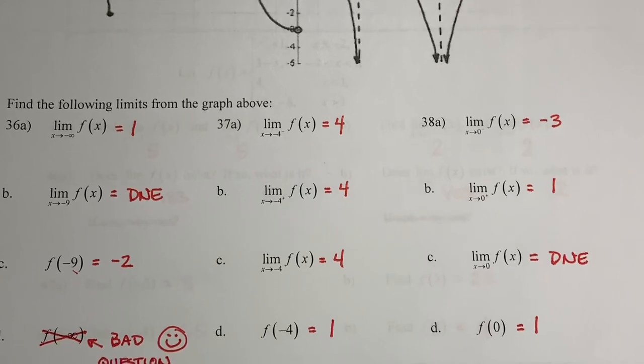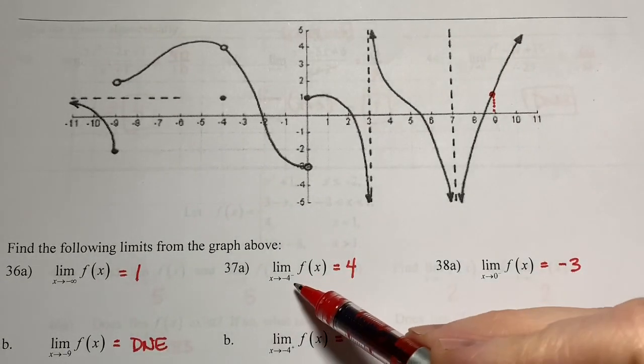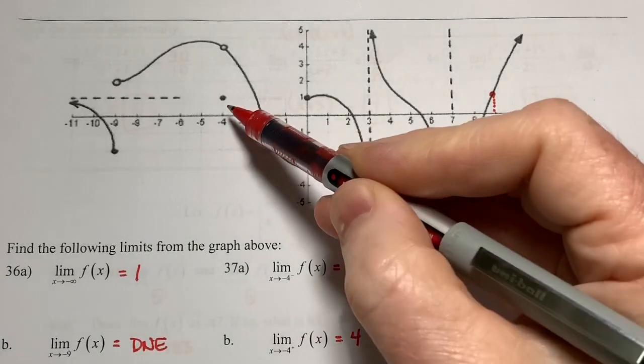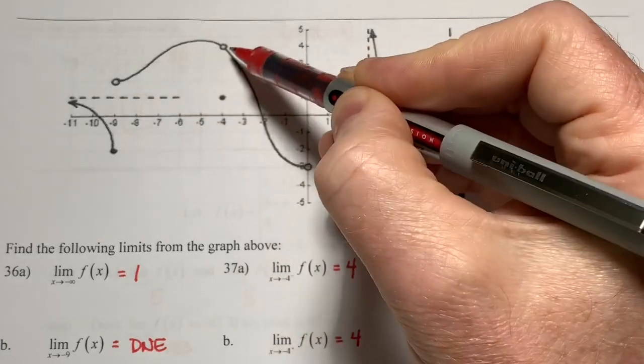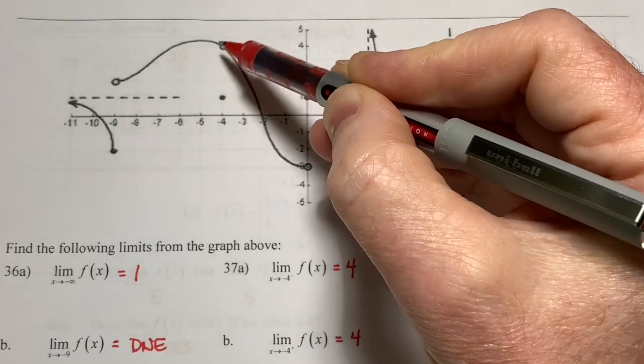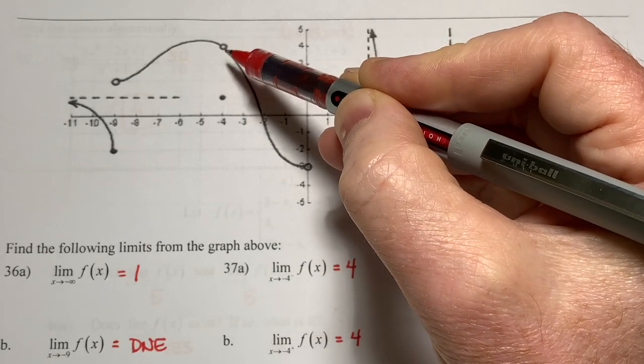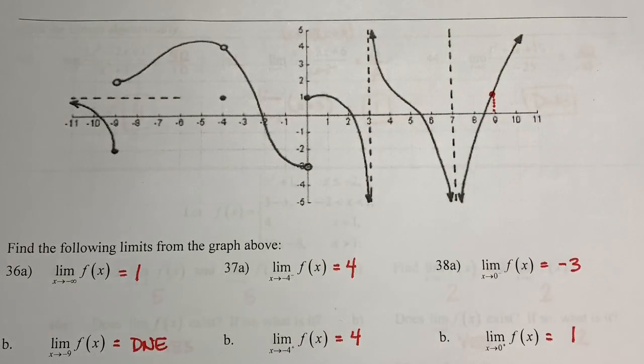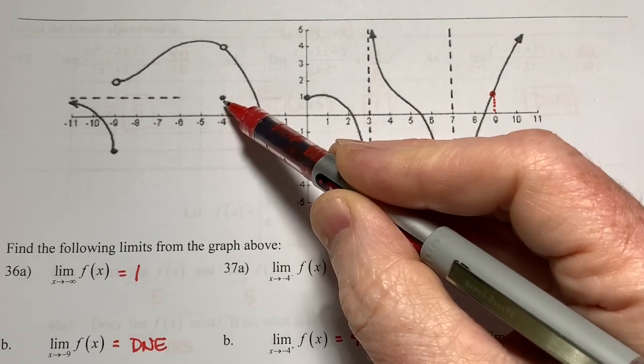All right, 37. 37 said, what's the limit as I approach -4 from the left? Well, -4 is right here. From the left, it looks like I'm approaching 4. From the right, it looks like I'm approaching 4. So the limit exists at 4, okay? But D says, what's the value of f at -4? Well, the value is 1 because there's a dot right there.